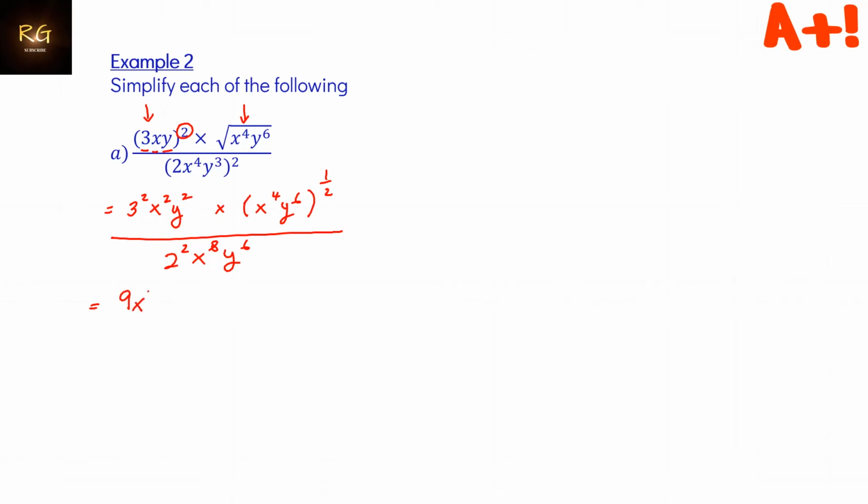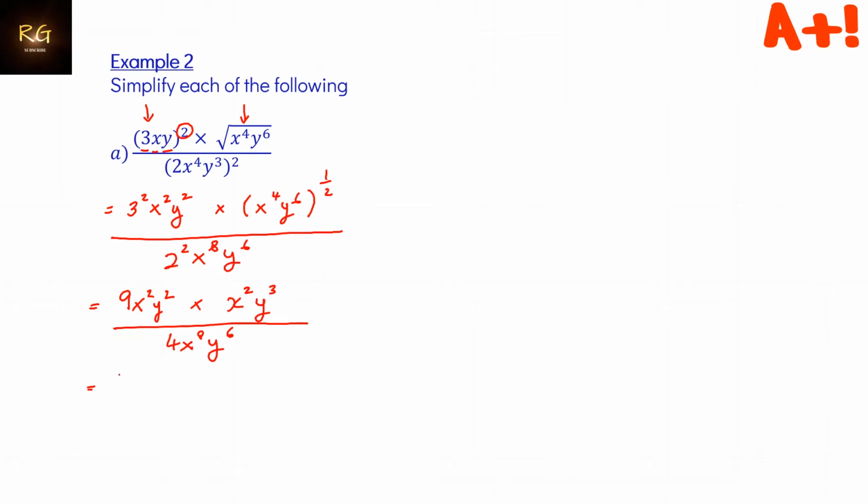So 9x squared y squared times, let me write it properly, times x to the power of 2, because 4 we need to multiply with 1 over 2. It's going to give you 2. And then y to the power of 3, as 6 multiplied with 1 over 2 is going to give you 3. And then we can rewrite again. 2 to the power of 2 is 4, x to the power of 8, y to the power of 6.